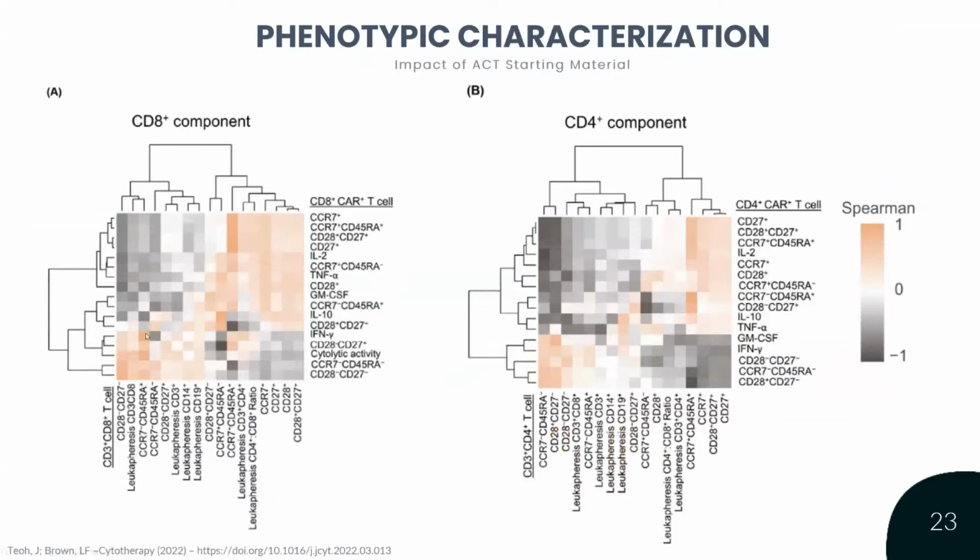And if you correlate this with IFN gamma, yes, their cytolytic activity is high. But if you look at their IL-2 secretion or TNF alpha or other markers that would indicate a higher persistence time, you don't really see that. So there are all these other factors that are negatively correlated.